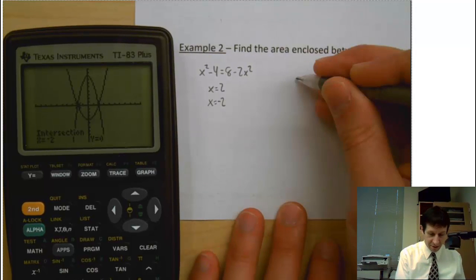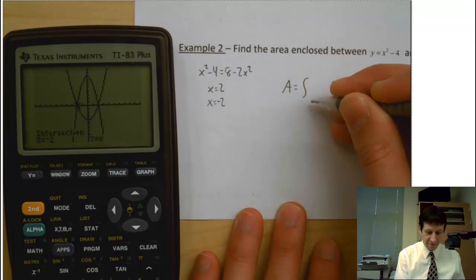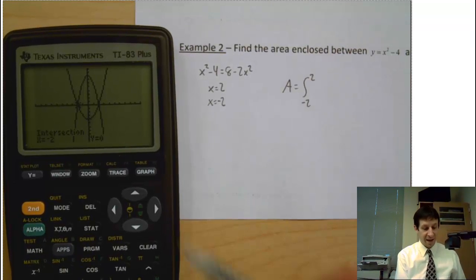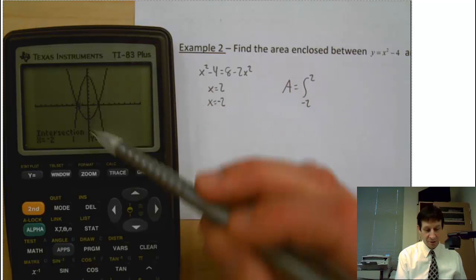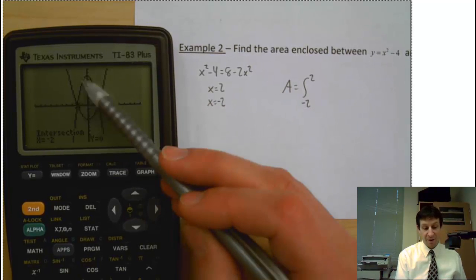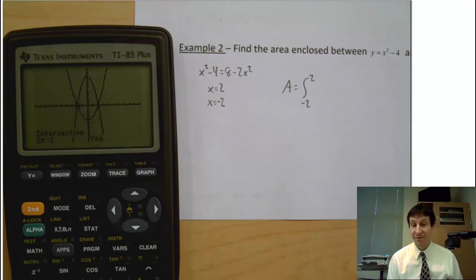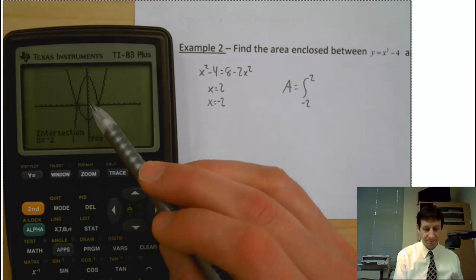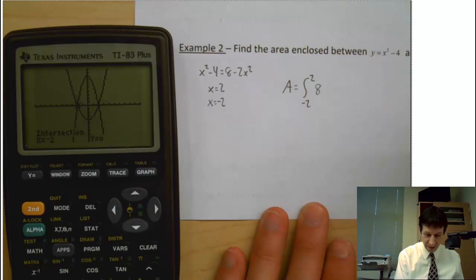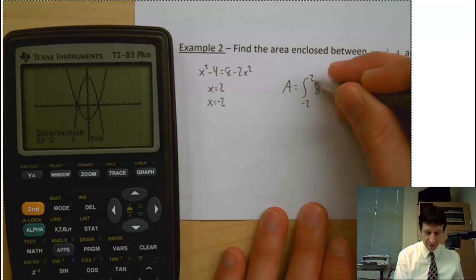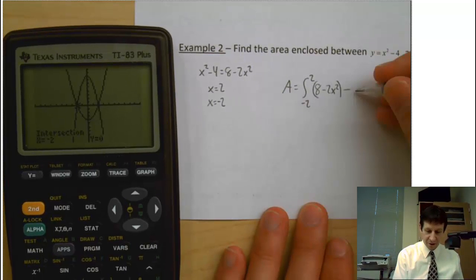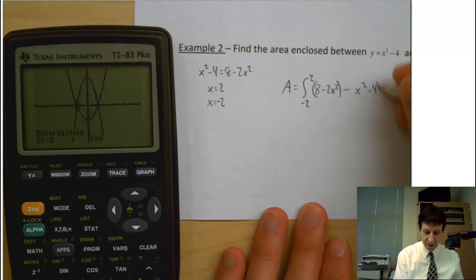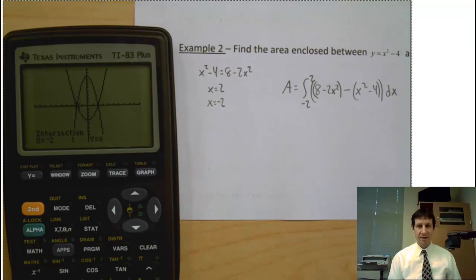That tells us that to find our area, we just need a definite integral from negative 2 to 2. This area enclosed by these two curves, during this time, has one function above the other the entire time, so that fits our definition from the beginning of the video. That means we can just take our upper function, the parabola opening down. So I'm going to take 8 minus 2x squared and subtract out the lower function, since that's what our formula said. Get our notation right: we're using x's, so I need a dx there.